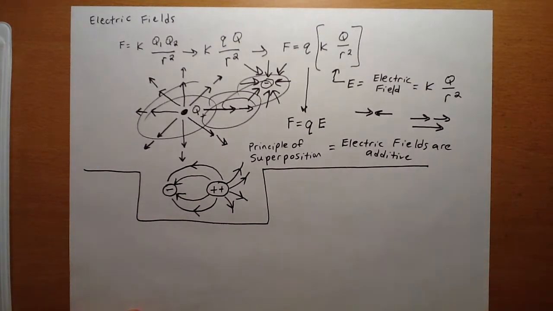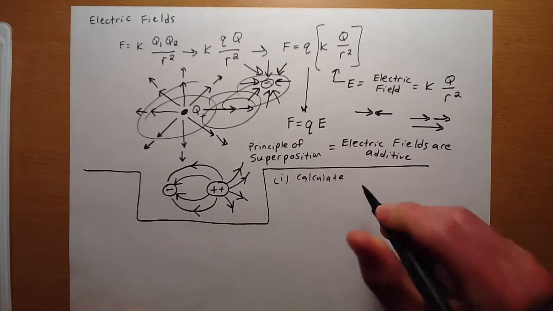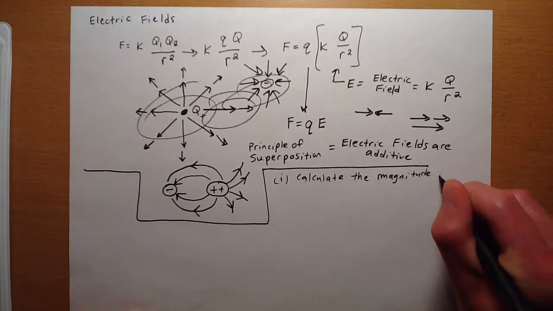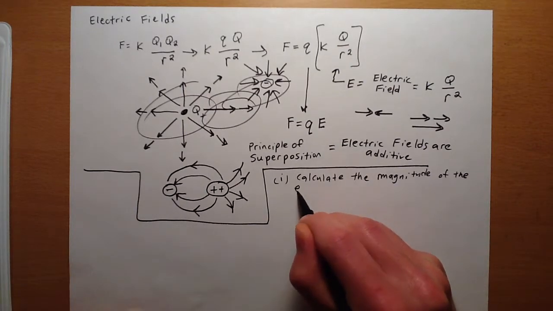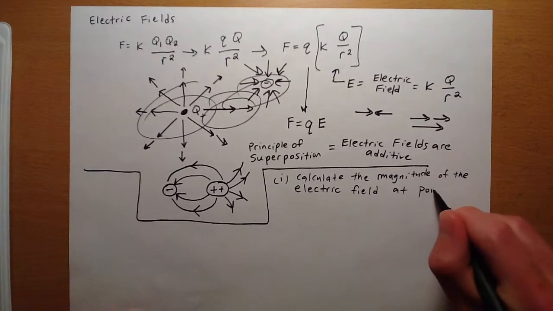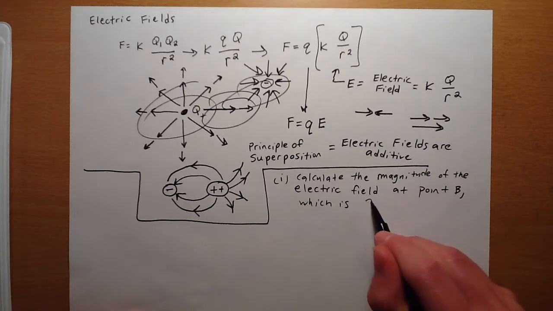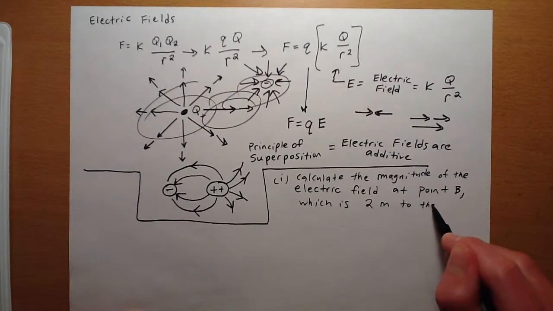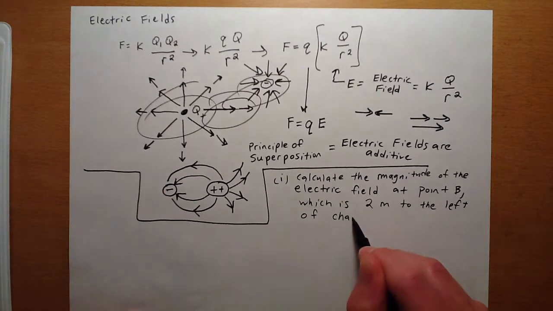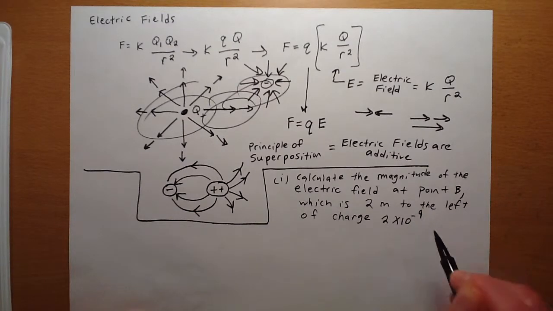Now I'm going to give you an example problem to make sure we know what we're doing. We're going to calculate the magnitude of the electric field at point B. And point B is going to be 2 meters to the left of a charge that has a value of 2 times 10 to the negative 9 coulombs.